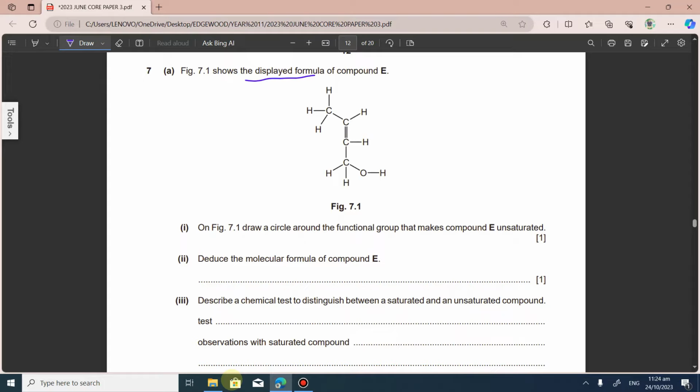So in this case, where do we have a double bond or a triple bond in between 2 carbon atoms? This is where we have it. So we just simply circle this and we get the 1 mark.